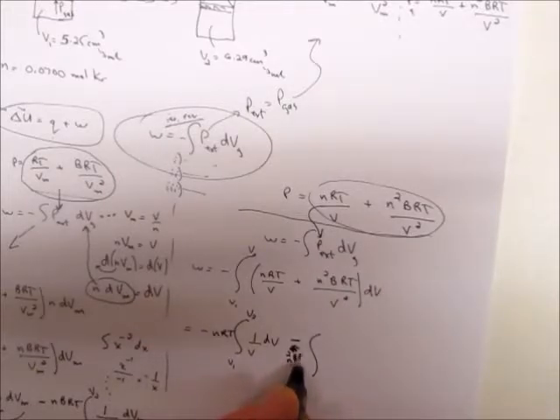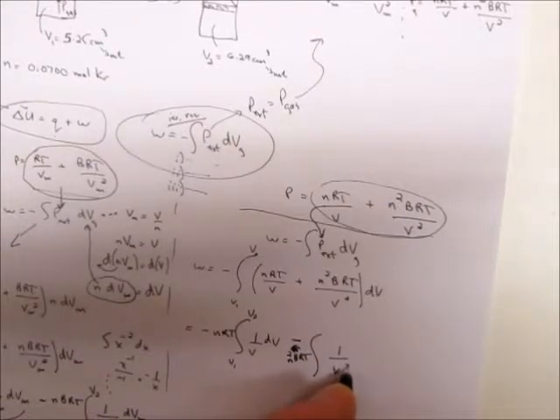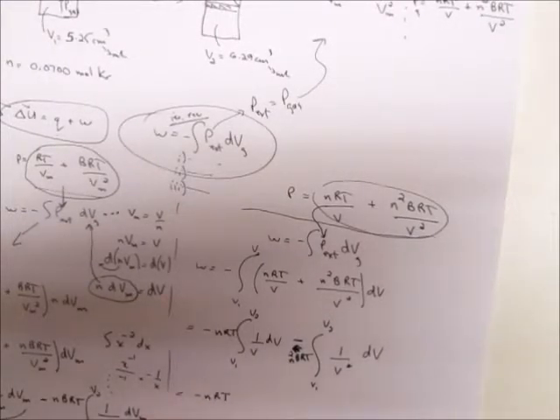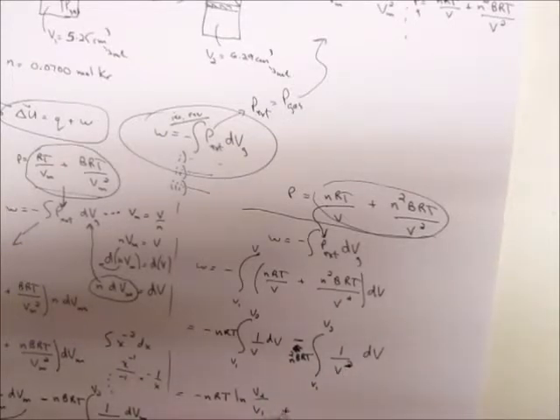n squared BRT, constants, 1 over V squared dV. And I think you can see where this is going. It's going to look very much the same as this one. The only difference is going to be the number of n's that are out front. So this one will be minus nRT. Yeah, it's going to look very much the same. So this will be ln V2 over V1. This integral gets a negative, just like it did over here, so you're going to get plus n squared BRT.